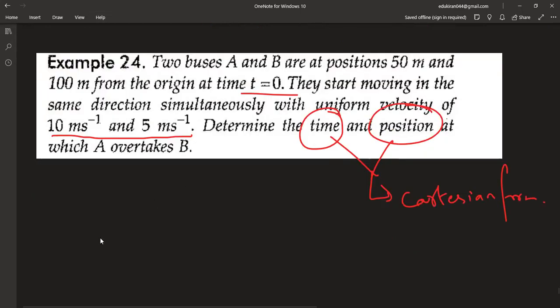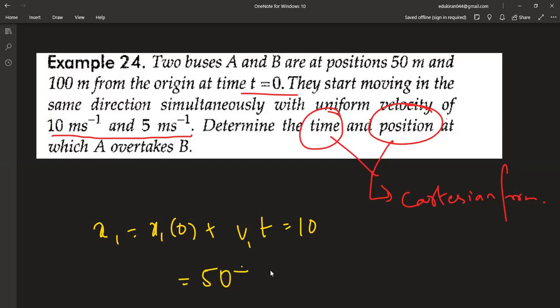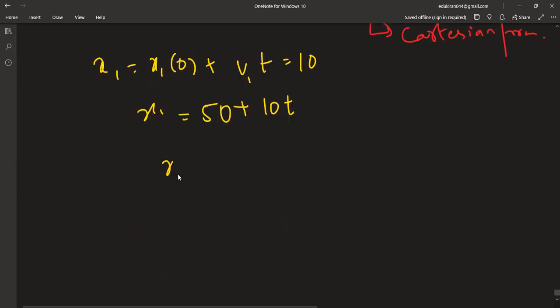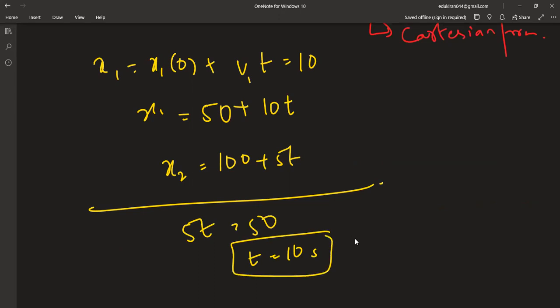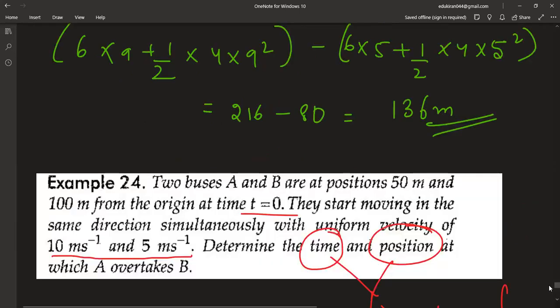Here, directly equated. x is equal to x1 into 0 plus v1 into t. This is equal to how much? If you put in the value, this will be 50 plus 10t. That is x1. Similarly, when you put the value of x2, x2 will be 100 plus 5t. Take their net solution, you get 5t is equal to 50, t is equal to 10 seconds. So x1 is equal to x2 is equal to 150 meters. Note it down. Note down the solution quickly.